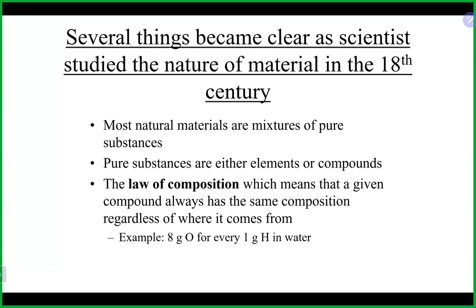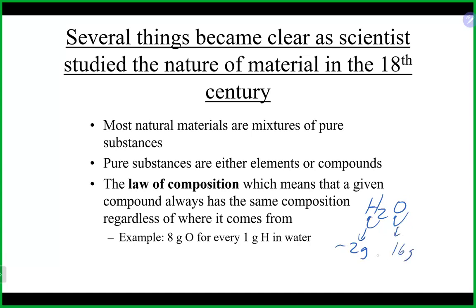There's a law of composition, which means that every compound always has the same composition, regardless of where it comes from. So if you take something like water, which is basically two hydrogen atoms and one oxygen atom, the mass of hydrogen is about 1, so you have roughly 2 grams of hydrogen there. The mass of oxygen is roughly 16 grams.